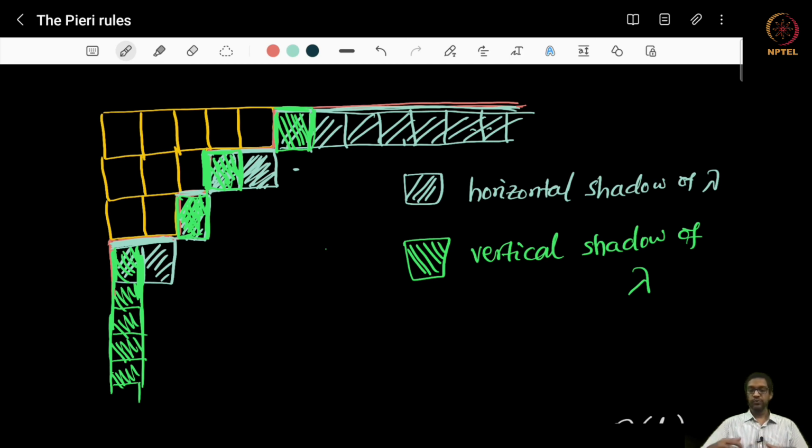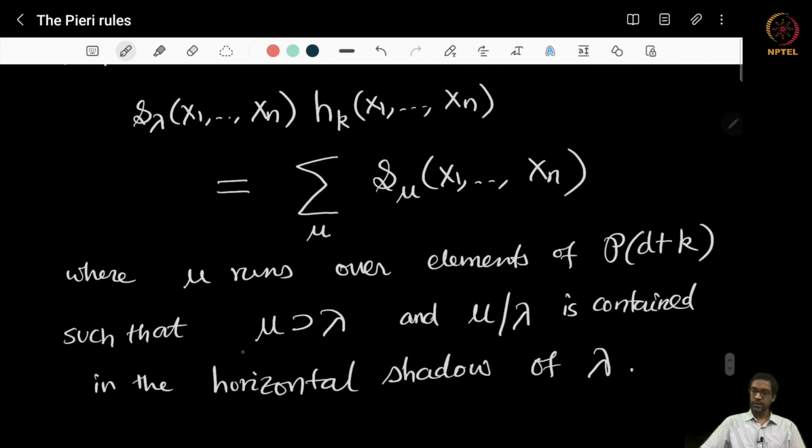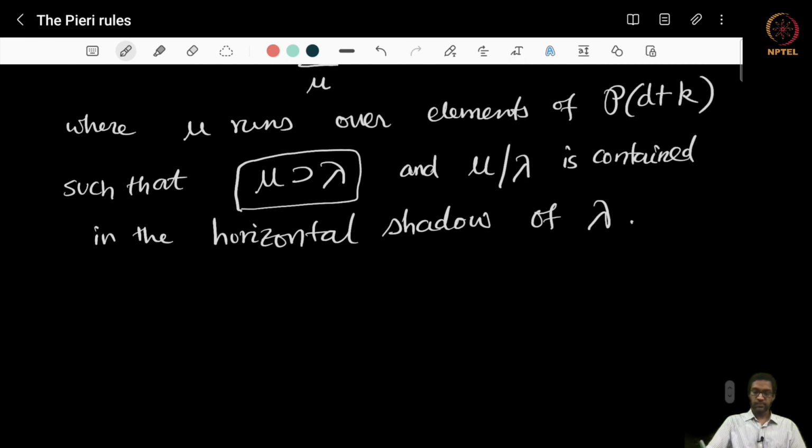So you look at all mu's which are obtained from lambda. Mu contains lambda means you can think of mu as taking lambda and attaching some extra boxes, but the newly attached boxes must all come from the horizontal shadow. Only those boxes are allowed. So this is the rule, and let's just mention, this has a specific terminology. When this happens, we say that mu minus lambda is a horizontal strip.